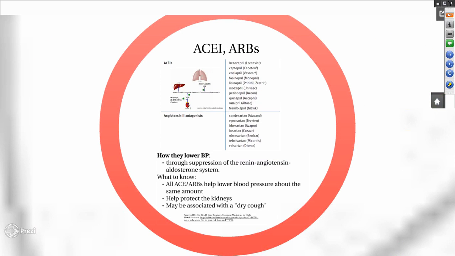What to know about these agents is that ACEs and ARBs lower blood pressure about the same amount, which makes sense. They have relatively the same mechanism of action. They help protect the kidneys. That's another thing to know about these agents. They may also be associated with something called a dry cough, and that's due to an increase in bradykinin levels, a pathway that we're not going to get into. But if you want to talk about it, we can later. Let's move right along.